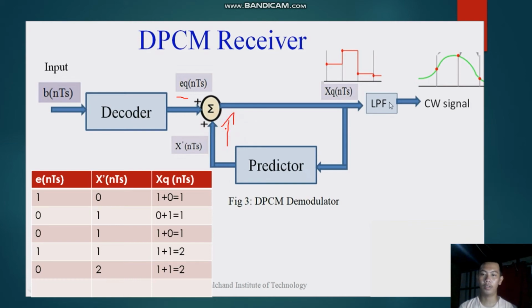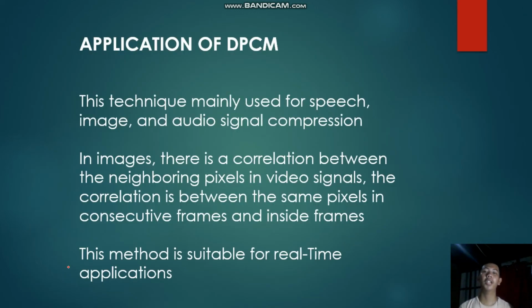So at this part, we have a predicted signal of 1, input of 0. So 0 plus 1 is equal to 1. So next is 0. We have an input of 0, predicted signal of 1. So 1 plus 0 is equal to 1. So same steps until our last input of 0.